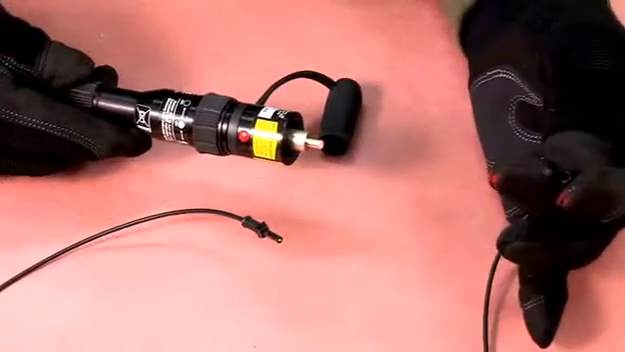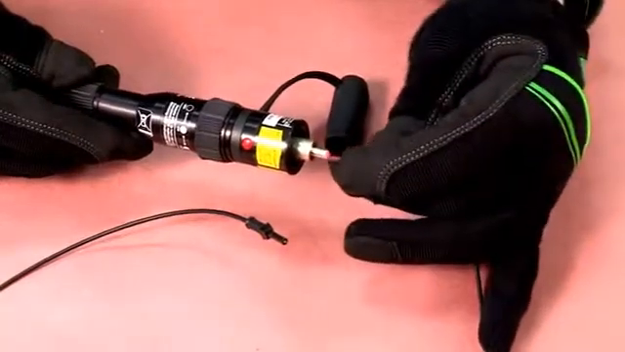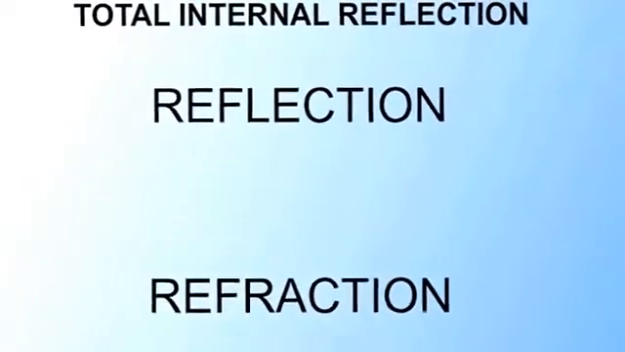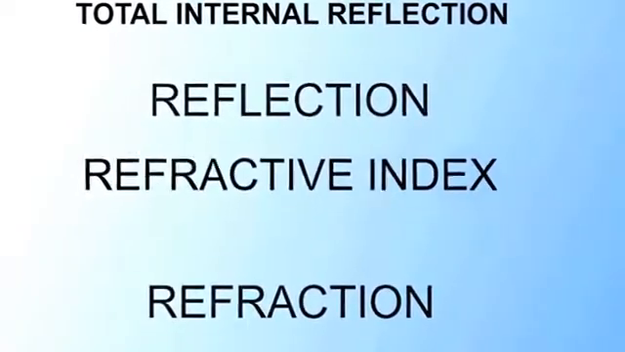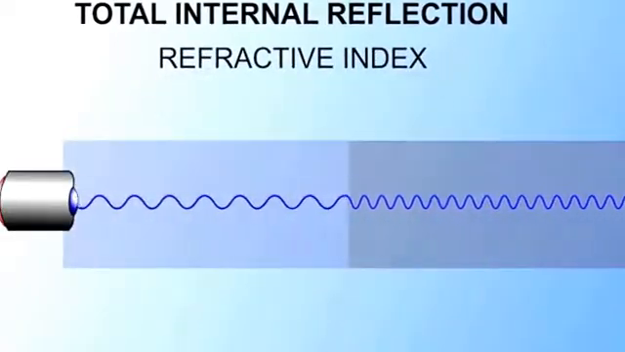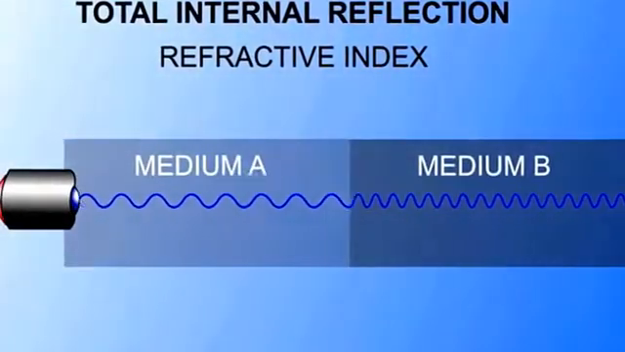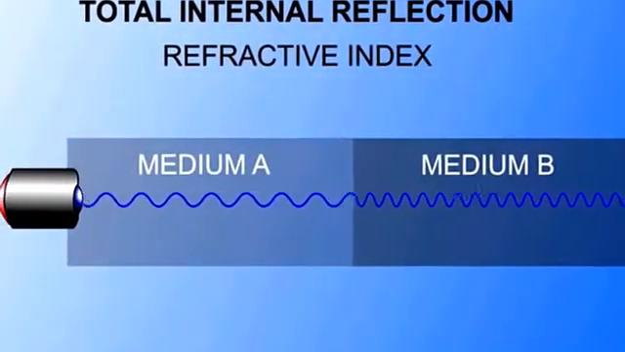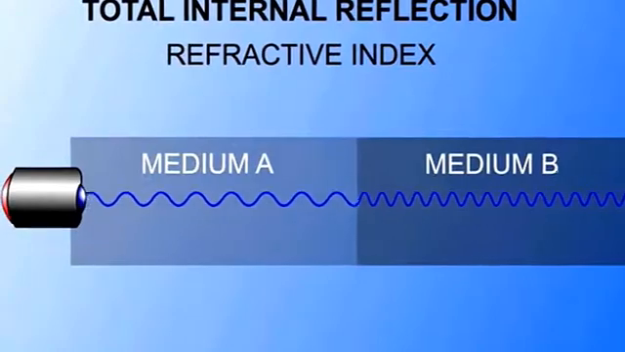of total internal reflection. Light waves have three primary properties that affect total internal reflection. These are reflection, refraction, and refractive index. Here we see a light wave as it propagates straight through two different mediums. The speed of the light wave changes depending on the medium through which it passes.